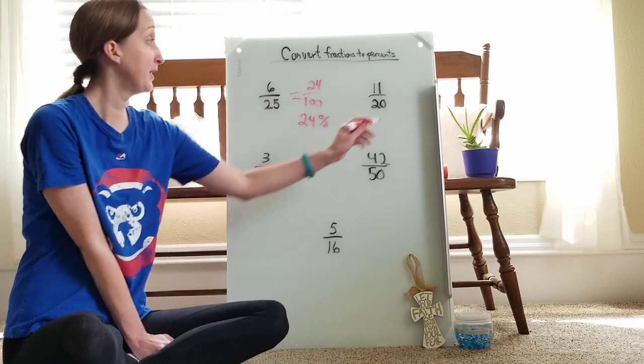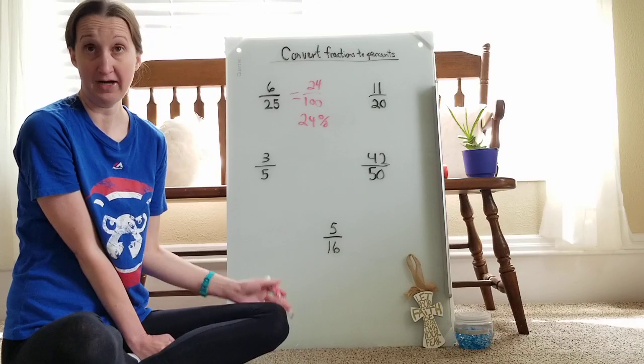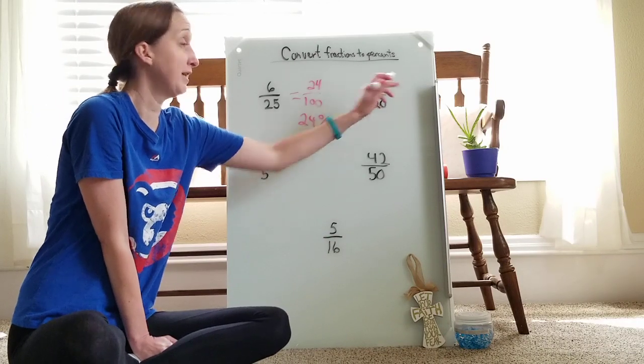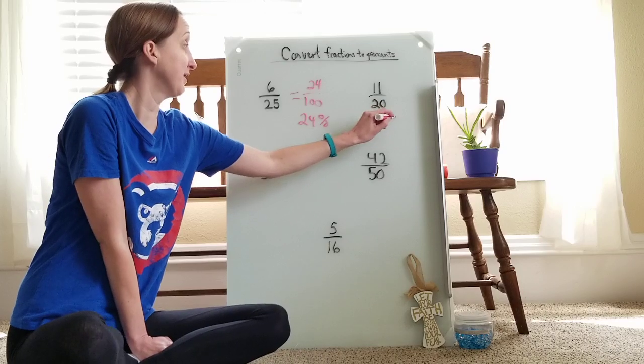Let's try it that way. How many 20s go into 100? 5, so the multiplier is 5. So 11 times 5 would be 55. That's going to be 55%.